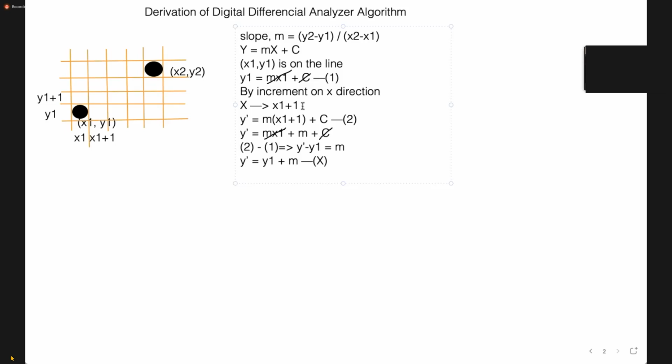Now we know that the slope can be a fractional value. But these pixel locations are integers.